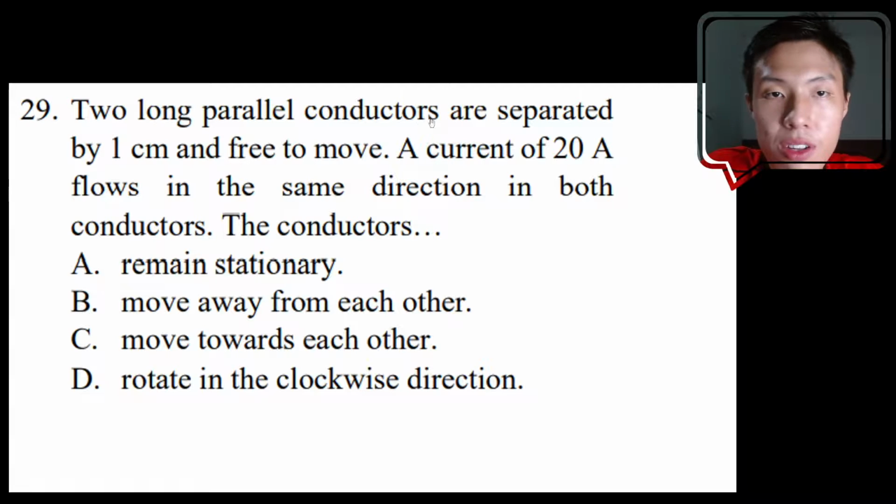Two long parallel conductors are separated by 1 cm and free to move. A current of 20 ampere flows in the same direction in both conductors. They ask whether the conductors remain stationary, move away from each other, move towards each other, or rotate in a clockwise direction.